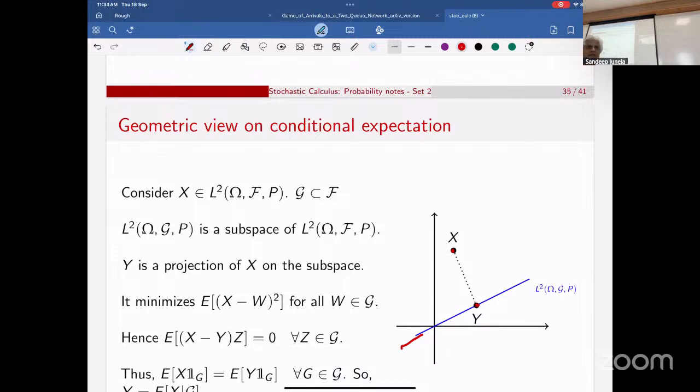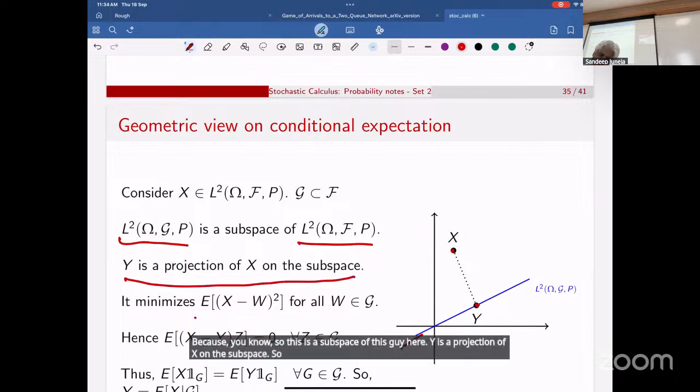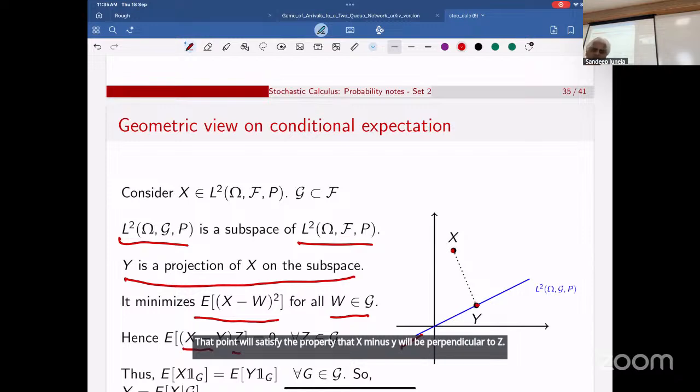Okay, that's the other way to think about this. I just have a geometric picture of all the random variables. You have a subspace. Why is that the case? Because this is a subspace of this guy here. Y is a projection of X on the subspace. So Y is minimizing the expected value of (X minus W) squared for all W in G, right? I'm looking at all W in the subspace and finding the closest point to X. That point will satisfy the property that X minus Y will be perpendicular to Z for every Z in G.